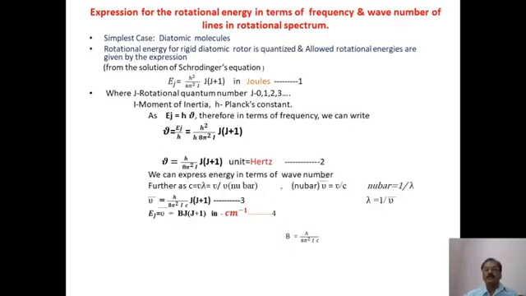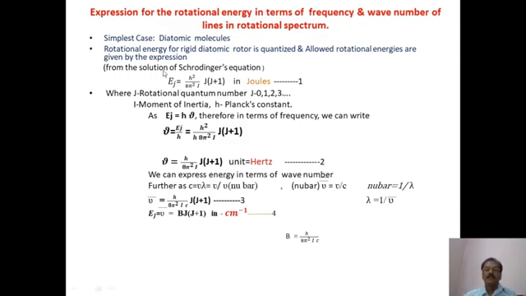See, in spectroscopy, the energy of the rotating molecule can be expressed in different ways, either in terms of joules, or in terms of hertz, or in terms of wave number. But usually the energy in rotational spectroscopy is expressed in terms of wave number, that is centimeter inverse. Now we shall convert this expression in joules to centimeter inverse. First joules to hertz, then to wave number.